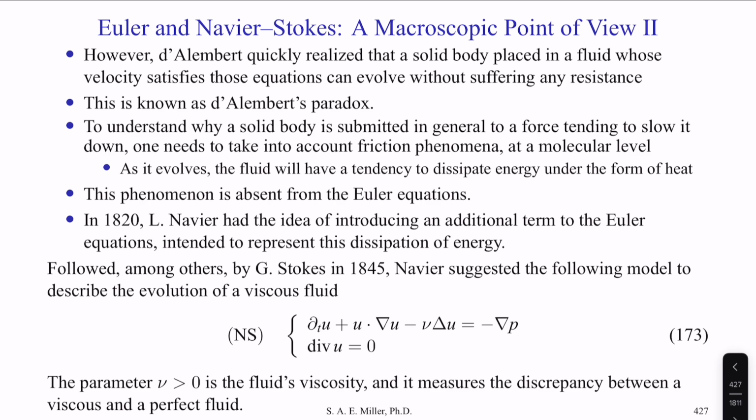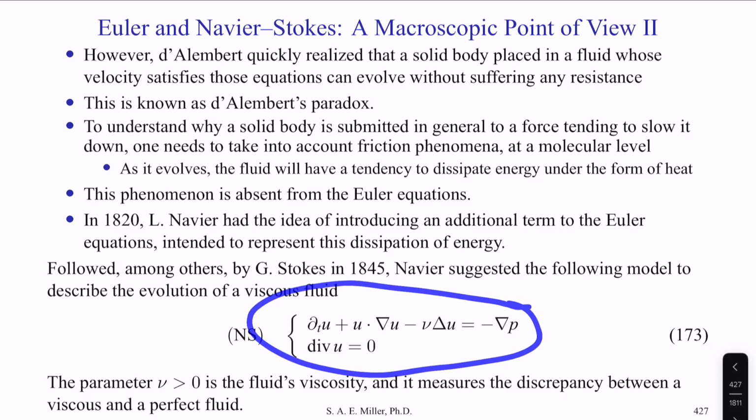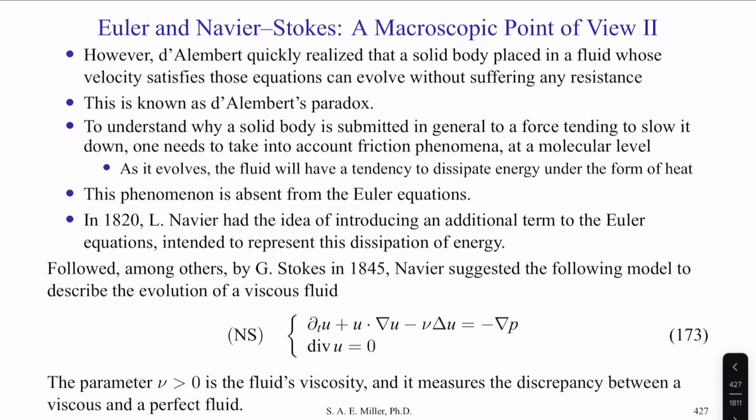George Gabriel Stokes, in 1845, formalized all this mathematically, amongst many others who attempted it, as I talked about in the history section of this class, and found this incompressible form of the Navier-Stokes equations. Here, nu is the first coefficient of viscosity, which is greater than 0, and it measures, of course, the discrepancy between viscous fluids and so-called perfect fluids or Eulerian fluids.